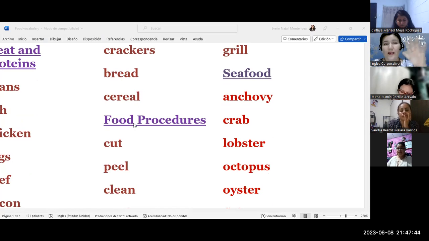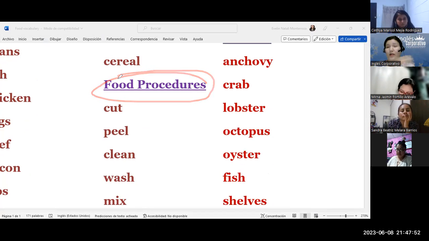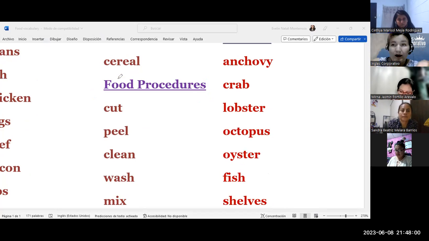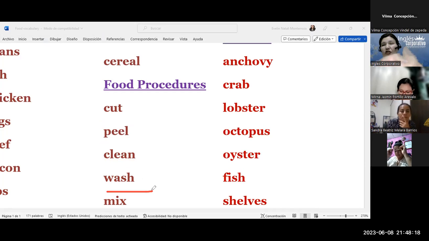That's in general cereals. This one, and it's one of the last categories, are food procedures, procesos que hacemos con la comida. Food procedures. And with this one, we have different parts. The first one is cut. Cut, cortar, right? Peel, what you do with a banana, right? You peel a banana. Or you peel the vegetables, right? Peel. Clean, clean is limpiar, right? Clean. Wash, lavar, right?